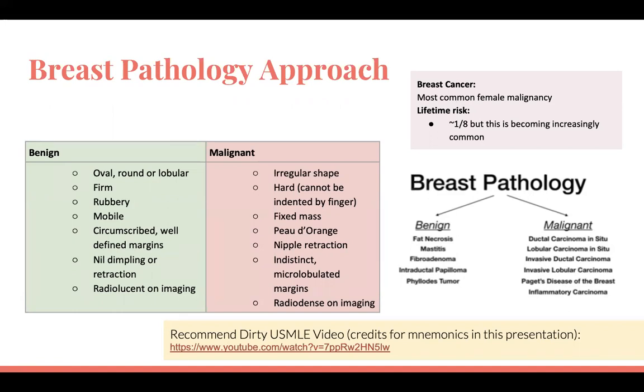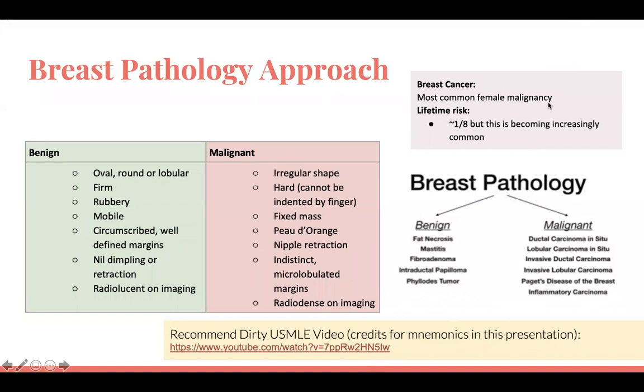it, like with, I guess, even any condition, is benign versus malignant. And that way it narrows down your differentials. So I've listed here some features you look at if it's benign versus if it looks like it's malignant. And I linked a video here, which I used to get a lot of mnemonics from in this presentation. Some of them may be a little bit inappropriate, but I think that's really good to help, I guess, jog your memory. So you can watch that later in your own time.